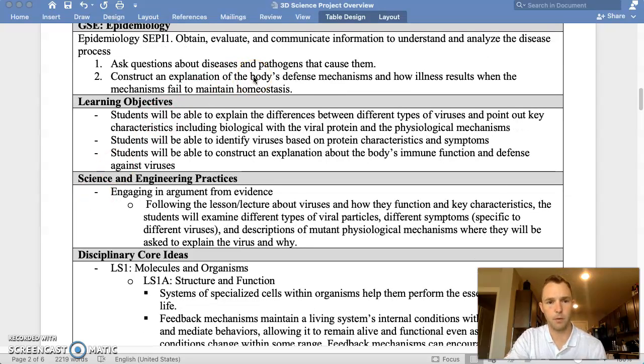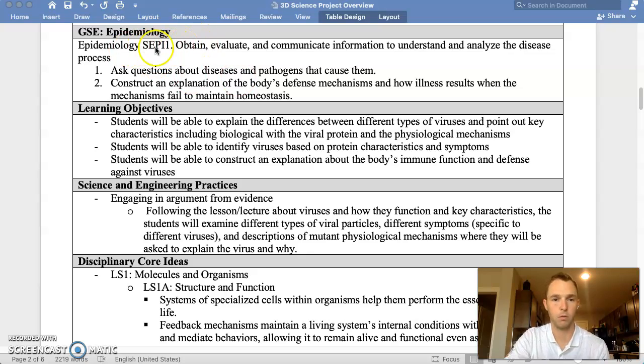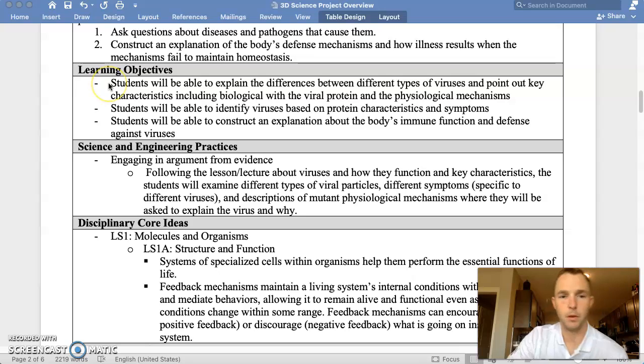We're going to still focus on the first goal, the first content standard in EPI, and specifically the first 2. So asking questions about the disease and pathogens, and then constructing an explanation of the body's defenses. So that's the physiological focus that I was talking about. The learning objectives in this lesson will be that the students are able to explain the differences between different types of viruses and notice key characteristics that result in the physiological mechanisms. They'll be able to identify viruses based on the protein characteristics and physiological symptoms, and then they'll be able to construct an explanation about the body's immune function and defense against viruses.